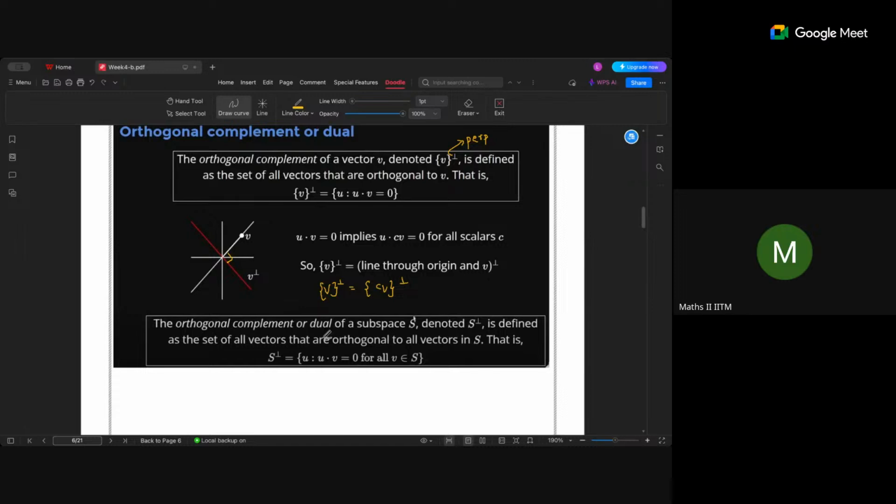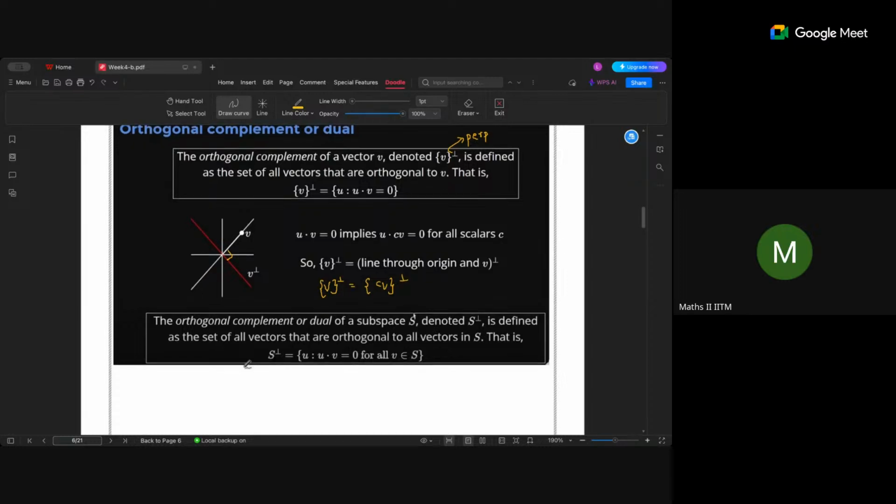Now, the orthogonal complement or dual of a subspace, denoted by S perp, is defined as the set of all vectors that are orthogonal to the vectors in S. So exactly the same definition. Now instead of just a vector, we are talking about the orthogonal complement of a subspace. Here we talked about the orthogonal complement of a vector. Now we are talking about the orthogonal complement of a subspace. Okay, fine. So far, are you all following?